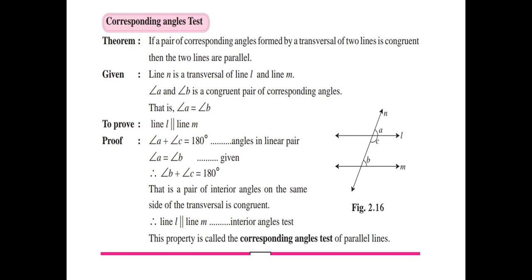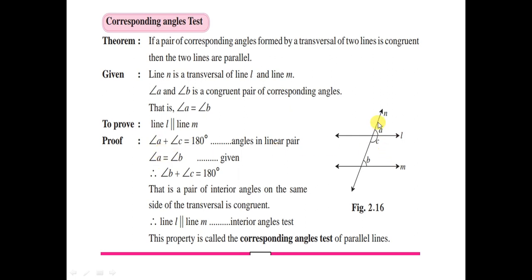Next, move on to the corresponding angles test. If a pair of corresponding angles formed by a transversal of two lines is congruent, then the two lines are parallel. That means if the corresponding angles are congruent, then the lines will be parallel. Line N is the transversal of line L and line M. Angle A and angle B are a congruent pair, and angle A is equal to angle B. Line L is parallel to line M, that's what we need to prove.